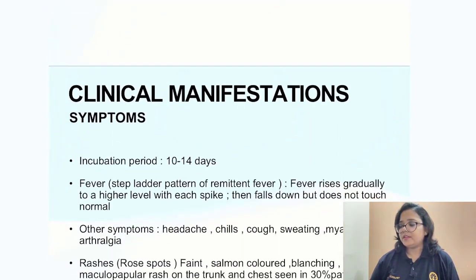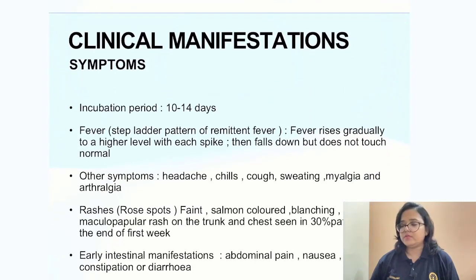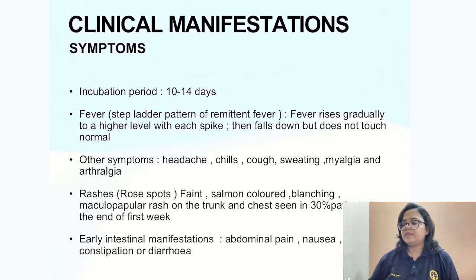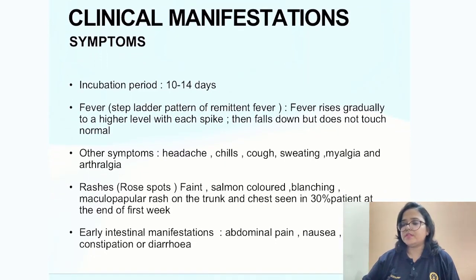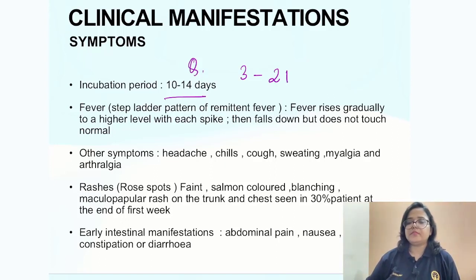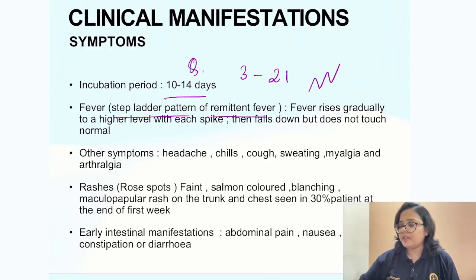Next we come to the clinical manifestations. We have divided it into symptoms and signs. A question that is asked is the incubation period of Salmonella, which is 10 to 14 days, and it may be as little as 3 days or as high as 21 days. And what is the nature of the fever? It is a step ladder pattern or remittent fever. In the step ladder pattern, the spike of fever rises gradually and never reaches the baseline, does not touch normal.